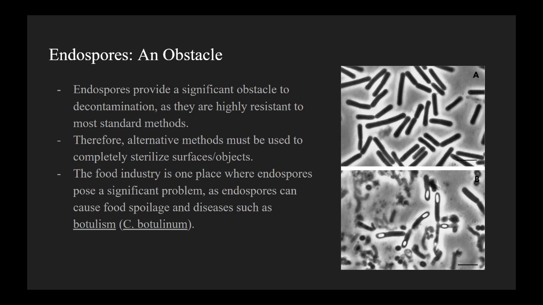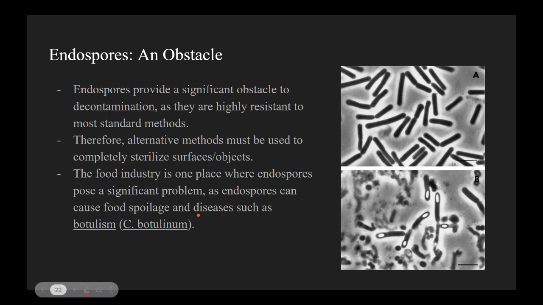Yeah, so endospores, like I said, are a significant obstacle to decontamination because they're highly resistant to a lot of harsh environmental factors. So we need to use some special methods for these that we'll get into. One place where endospores are particularly a problem is the food industry, especially canned food, because even after you try to sterilize or disinfect the food, the endospores are still in there, and they can germinate again and start making the food rot and spoil early.